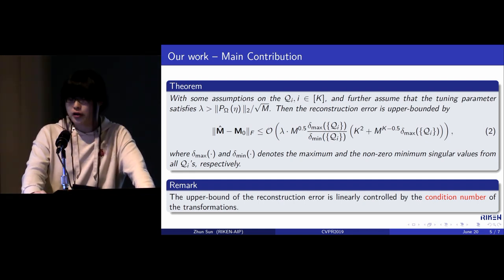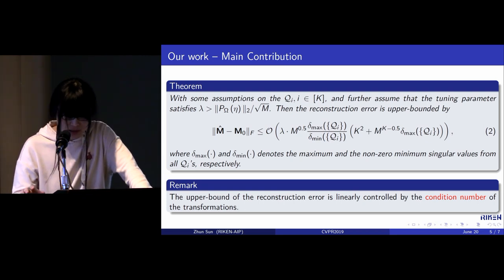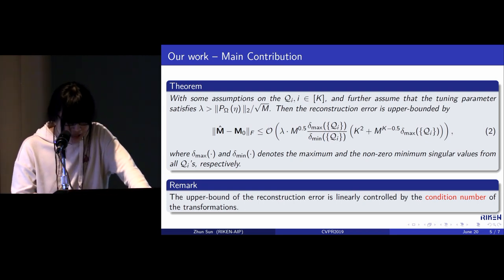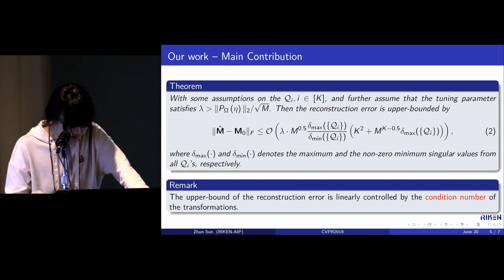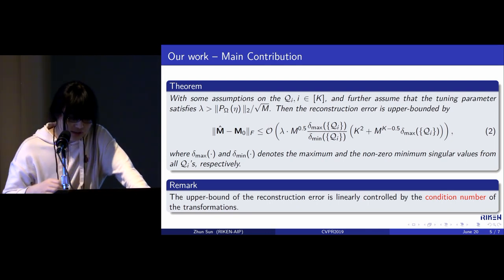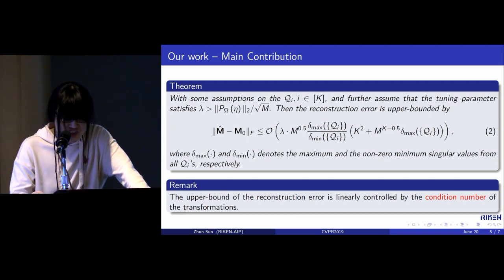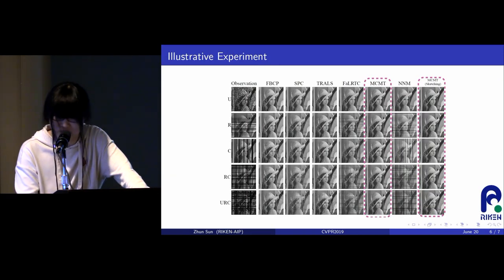From this theorem, we know that, firstly, the reconstruction error has an upper bound as long as the tuning parameter lambda, which controls the balance between the Frobenius norm and the low-rankness, is sufficiently larger than a value related to the strength of the noise. On the other hand, of course, a too large lambda will result in a loose bound. More interestingly, the bound has a strong relationship with the singular values of the Q_i, and the singularity of the Q_i is reflected by the condition number of the transformations.